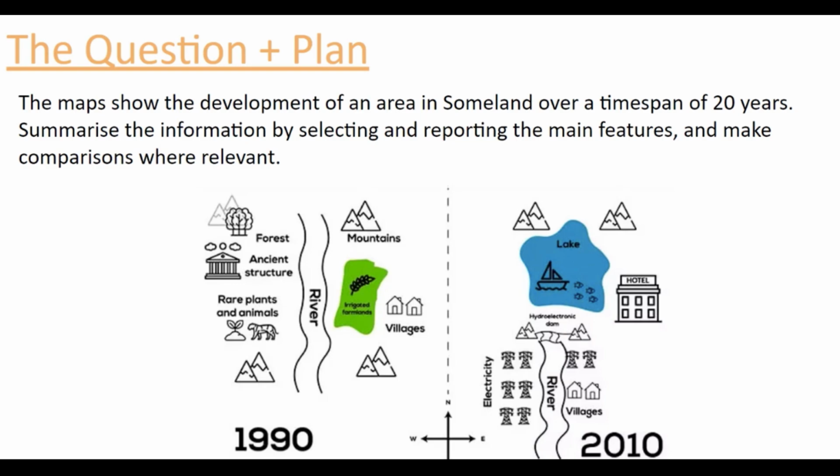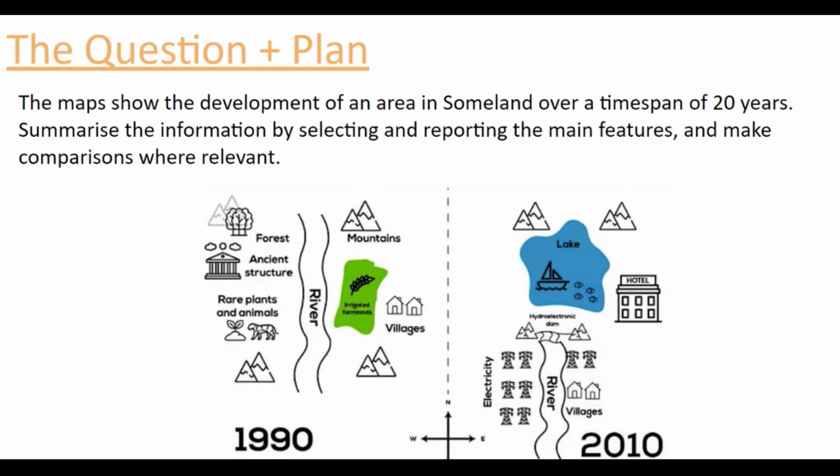So first, read the question. Second, take a look at the visual information. Third, write your plan. Let's just take another look at this map. In 1990, I can see through the middle of the map we have a river. To the left, we have a forest at the top, an ancient structure, rare plants and animals, as well as some mountains scattered around each corner of the map. To the right, to the east of the river, there are some farmlands, irrigated farms, and a village too.